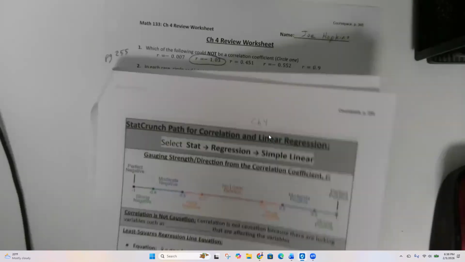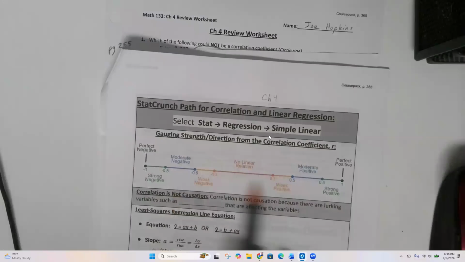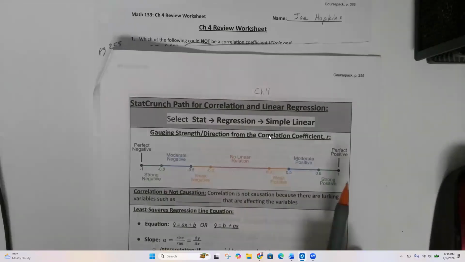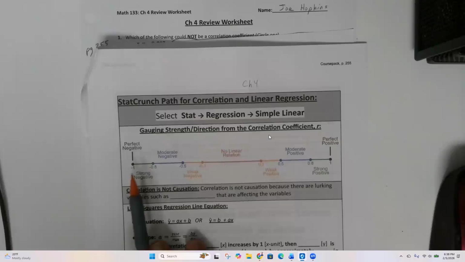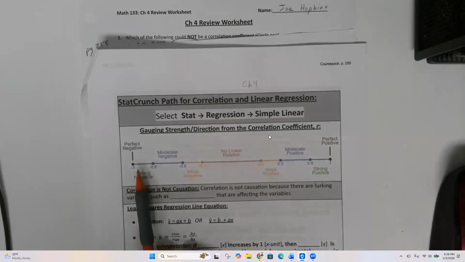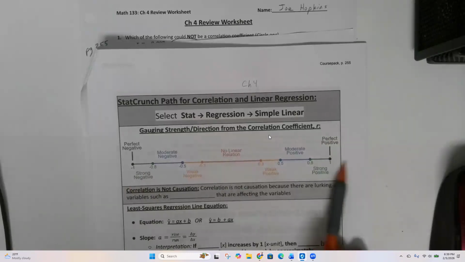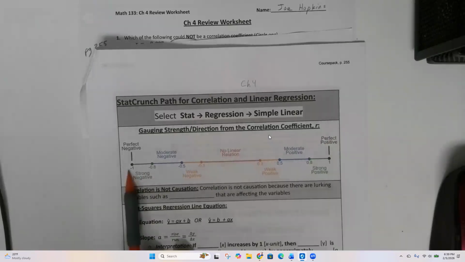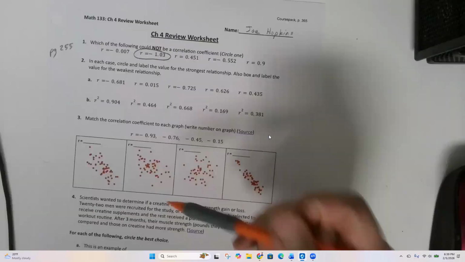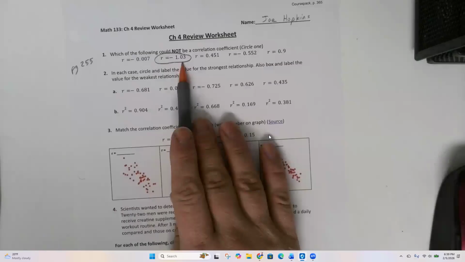Your correlation coefficient is going to fall somewhere on this number line. The closer it is to 1 or -1, the better that correlation is. It means that your dots are going to lie very close to the line. On the other hand, if it's somewhere near 0, then your dots are just all over the place. They're not close to the line. So it's not allowed to go past 1 and it's not allowed to go past -1. So this number right here, -1.03, is not possible.